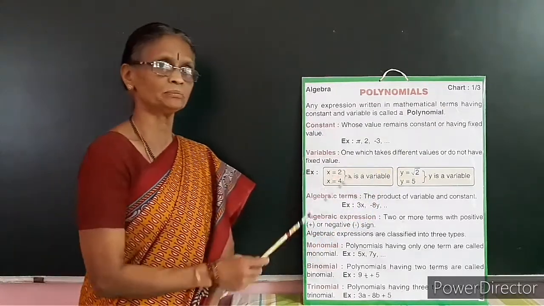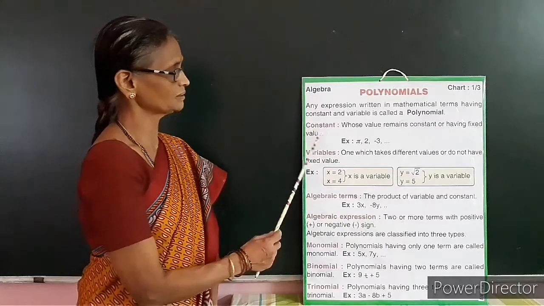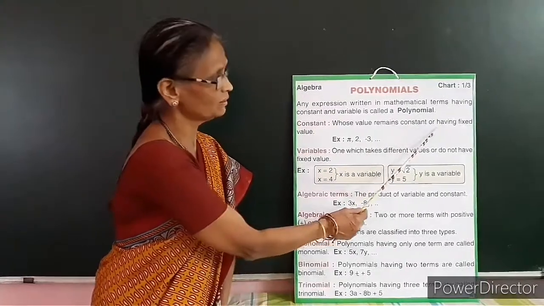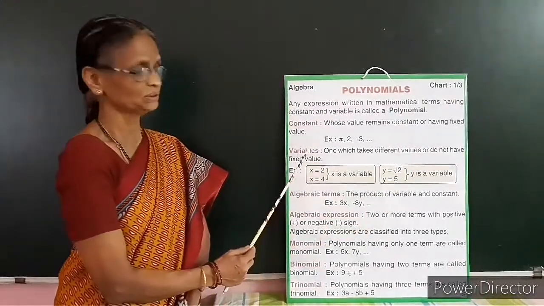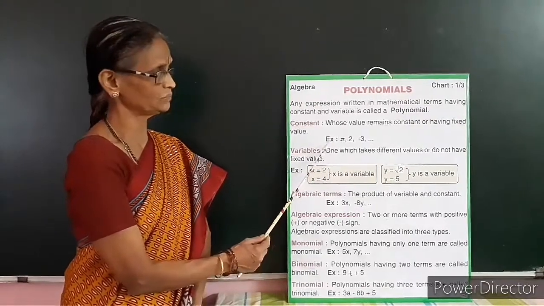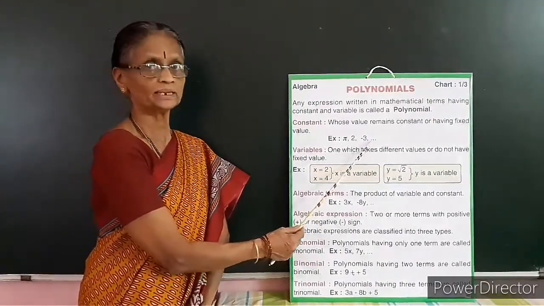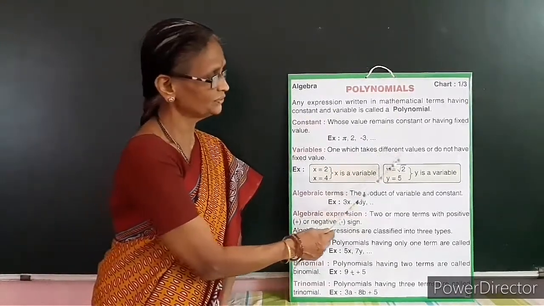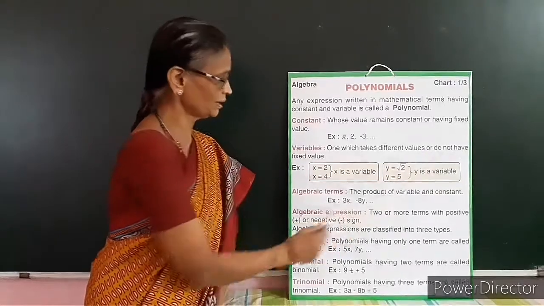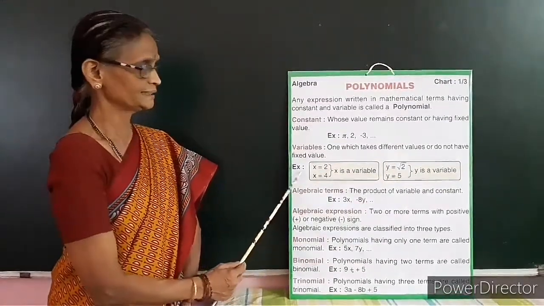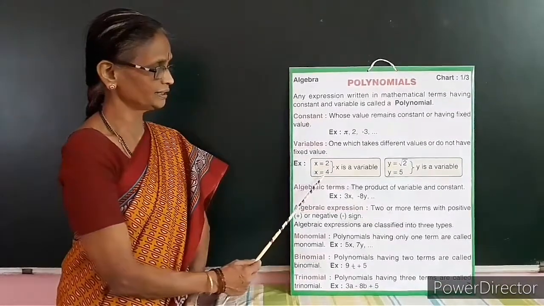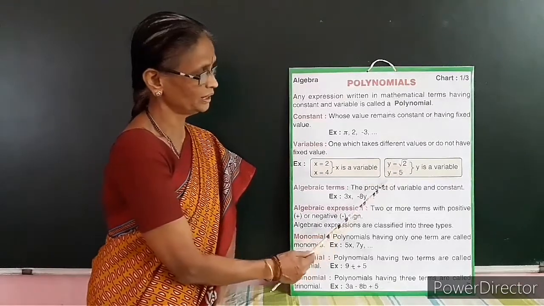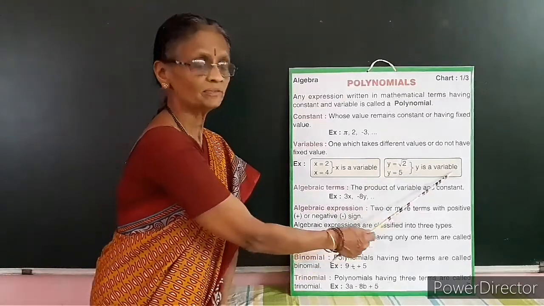Constant and variables are very important terms in algebra. What do you mean by the constant? We'll see now. A constant is one whose value remains constant or fixed, and does not change. Example, pi, 2, minus 3, etc. Variables are those which take different values or do not have a fixed value. Example, if x equal to 2 and x equal to 4, here x is a variable. If y equal to root 2 and y equal to 5, y is a variable.